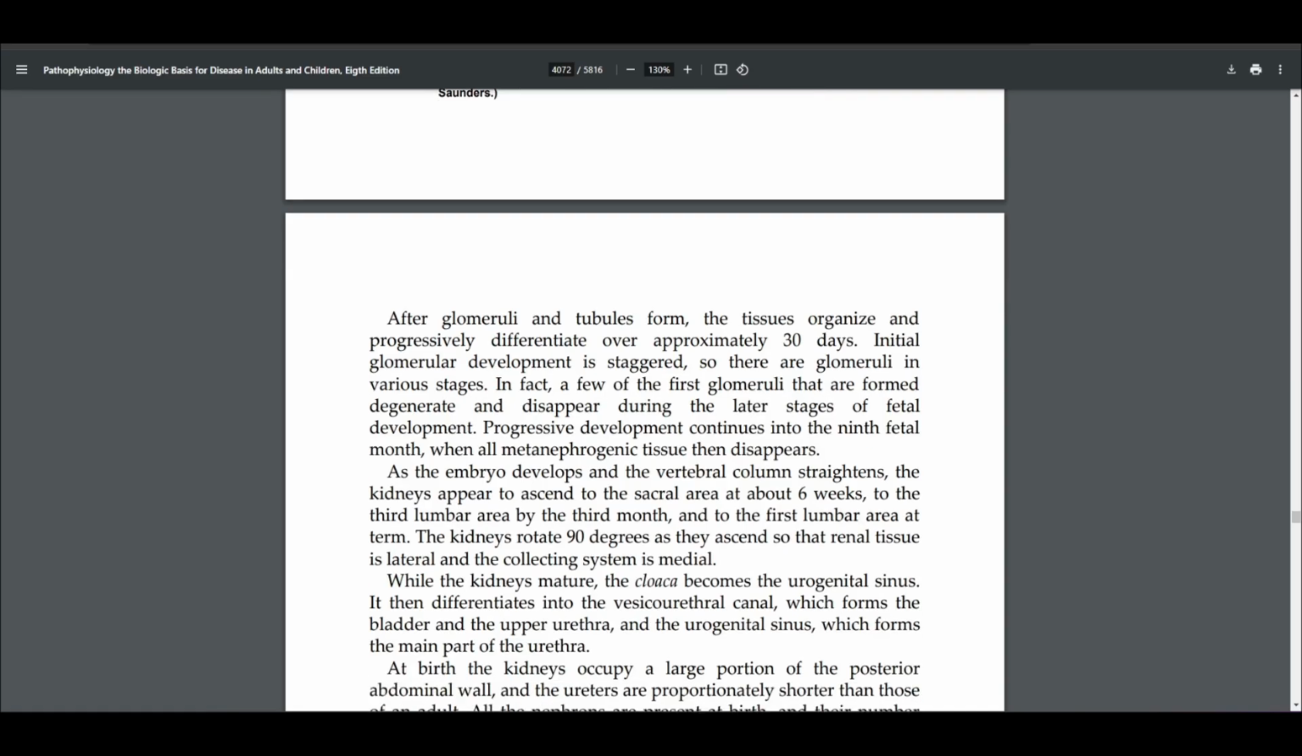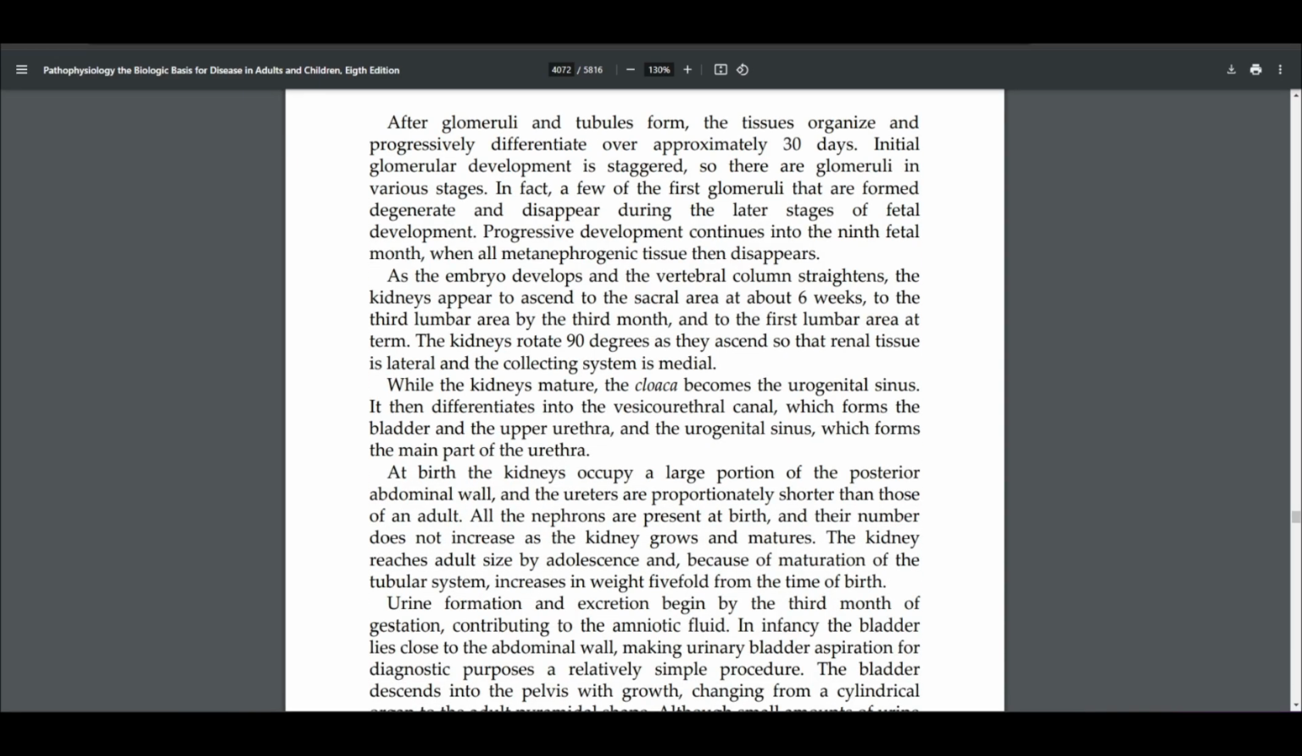So, after glomeruli and the tubules form, the tissues organize and progressively differentiate over approximately 30 days. Initial glomerular development is staggered, so there are glomeruli in the various stages. In fact, a few of the first glomeruli that are formed degenerate and disappear during the later stages of fetal development. Progressive development continues into the ninth fetal month, when all metanephrogenic tissue then disappears.